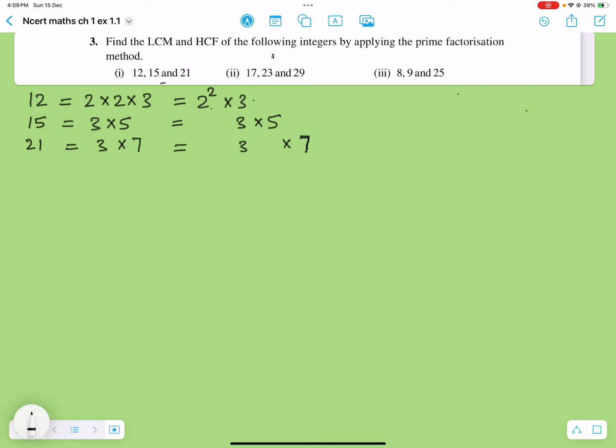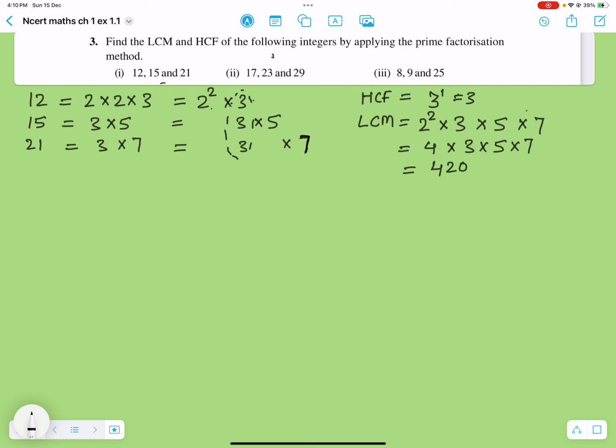I've just written it in this sequence to show you how easy it is to calculate HCF with this method. So HCF, which one is the common digit? The common digit is 3. So HCF becomes 3 because the highest power is 1. For LCM, we'll mark all the prime factors, 2 multiply 3 multiply 5 multiply 7, and the power of 2 is 2, otherwise the power of all other numbers is 1, so it will become 4 multiply 3 multiply 5 multiply 7, and if you multiply all these numbers it will become 420, right?